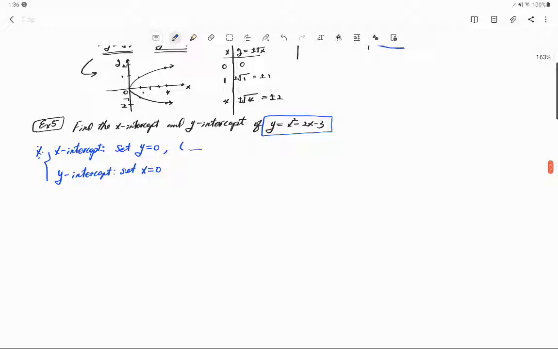So we want to find the x value of the x-intercept, and the y value is always 0, right? And if we want to find the y-intercept, then make sure x is 0, then you get the y value. So set the other variable equal to 0.